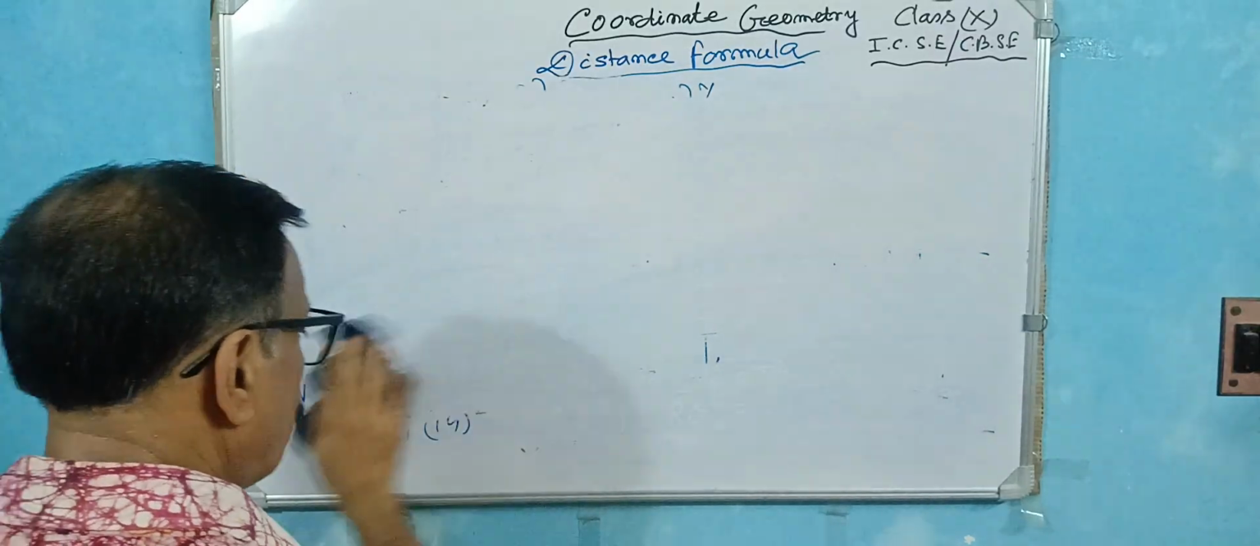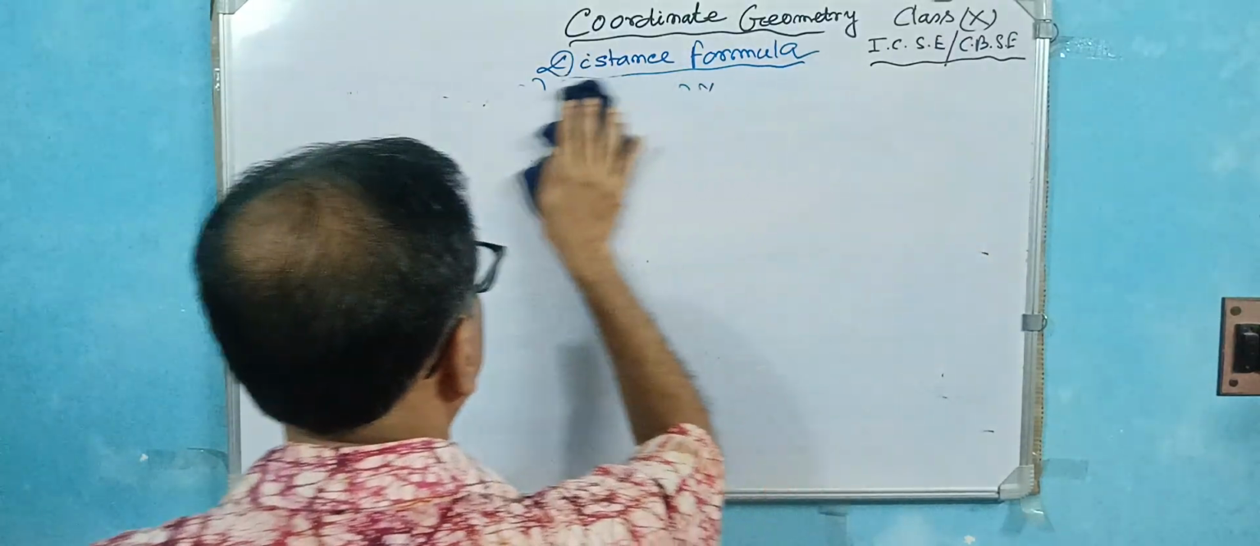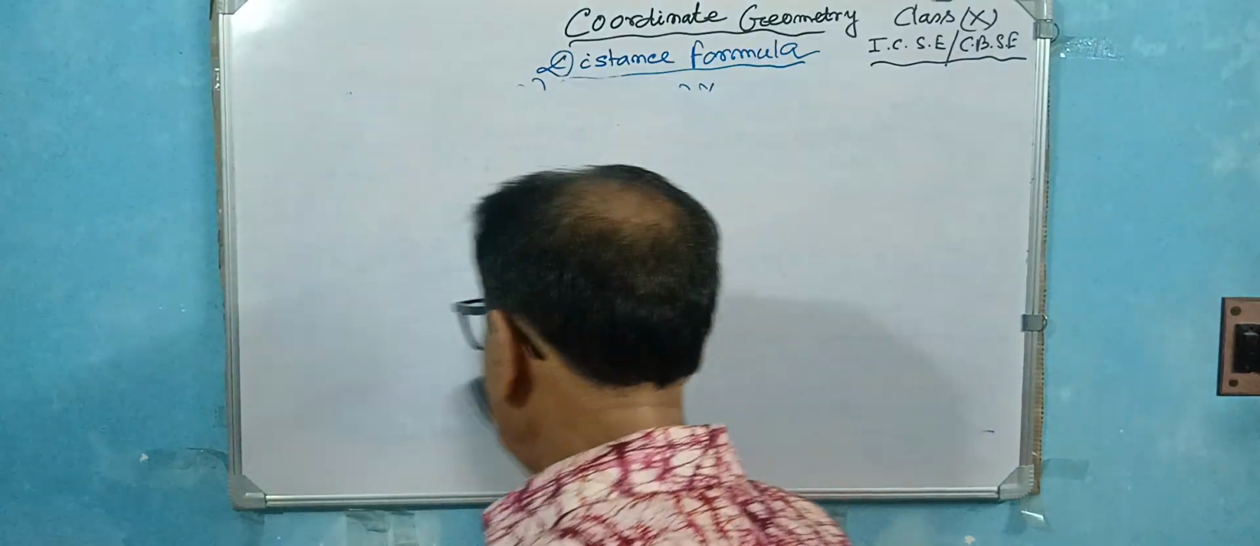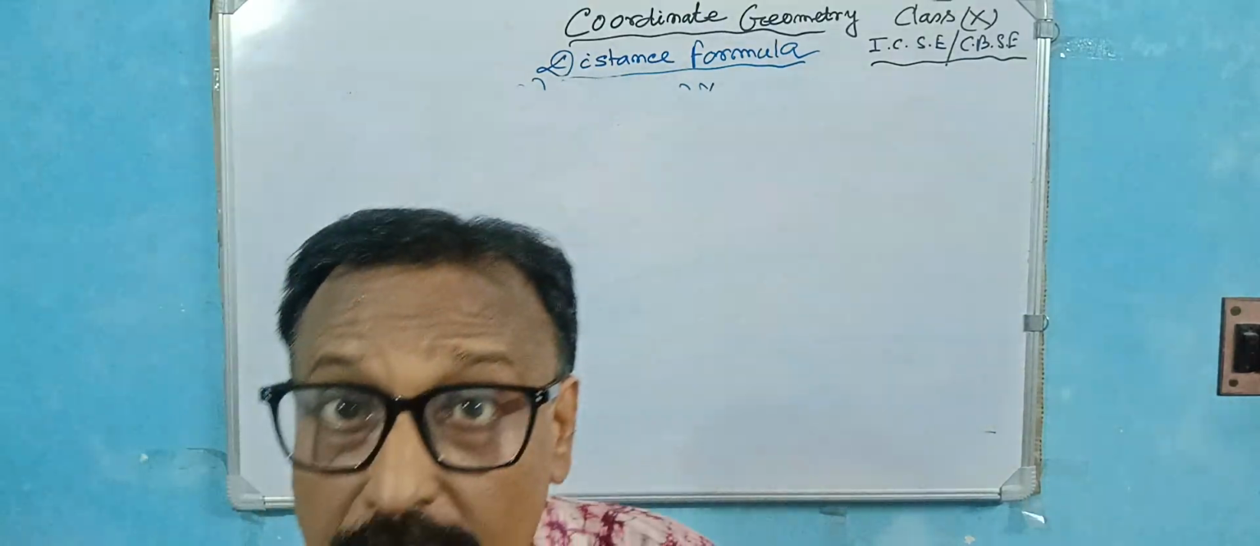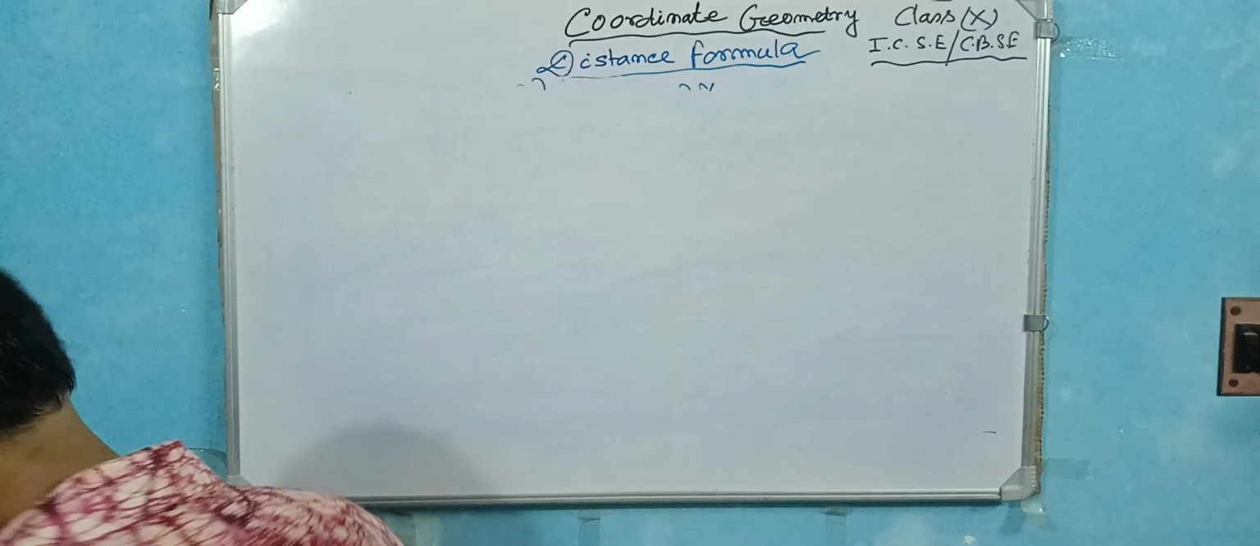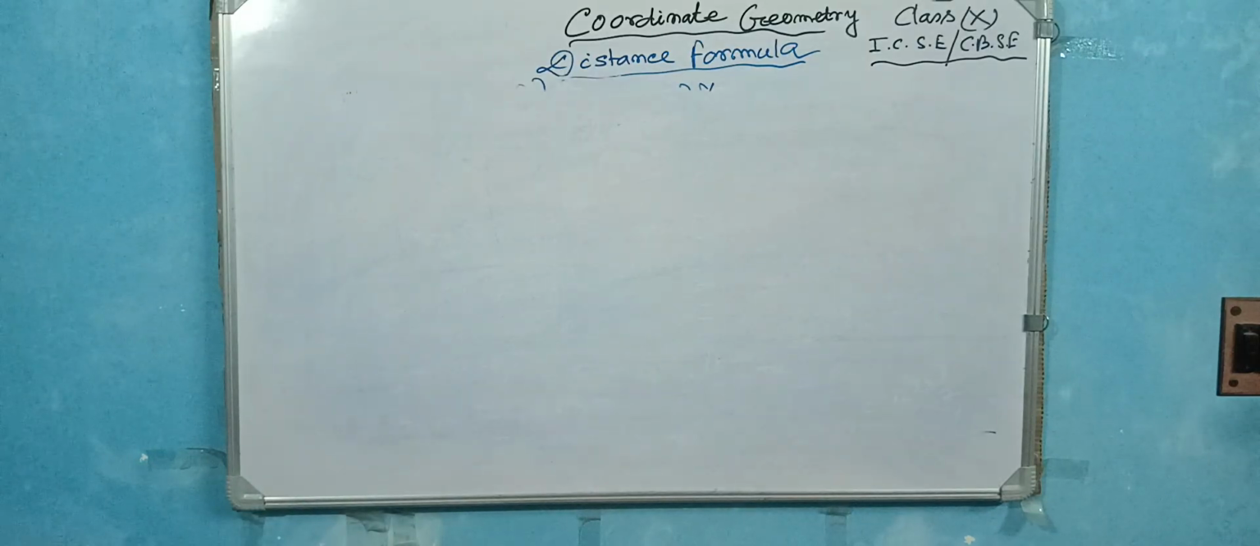The concept is clear, so just put this value. Now the other, so this way you do the sums in the distance formula. Is it clear to you? Now the other, we use another page.